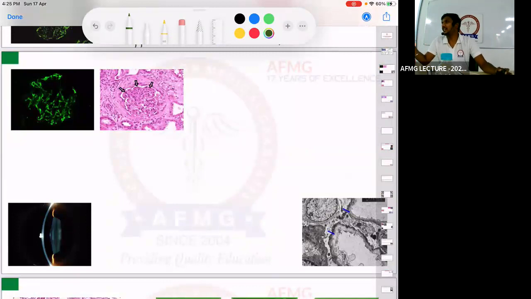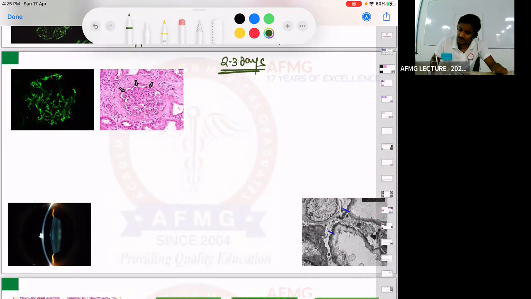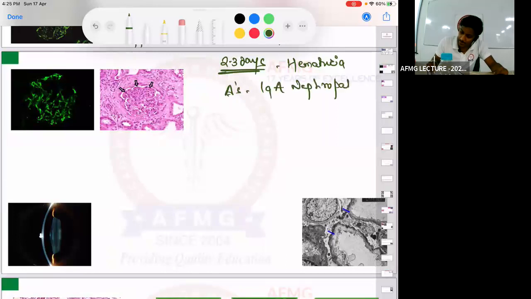Same history. A 30-year-old male had a previous history of recurrent sore throat. Now, after 2 to 3 days of the infection, the patient presents to you with hematuria. What is the cause? The diagnosis in this condition would be IgA nephropathy. IgA nephropathy is also called as Berger's disease.